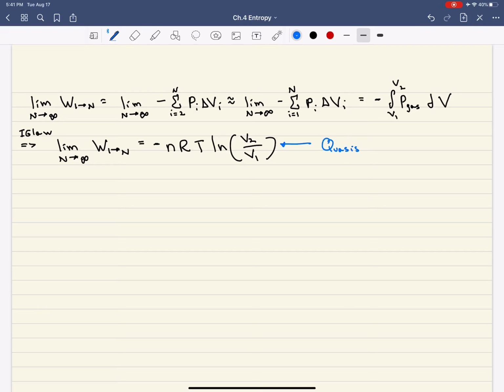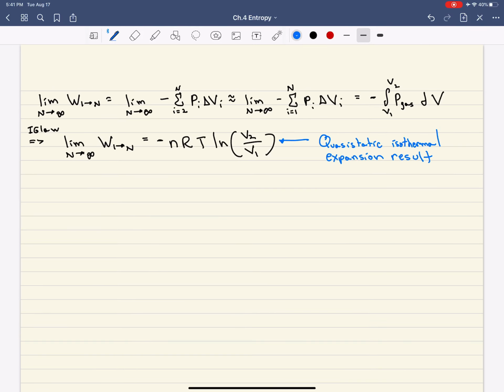Essentially what we get is that quasi-static isothermal expansion result, the same result that we've already seen back in MEB2 and in Chapter 3. So the main idea here is that if you remove the mass in a piecewise manner, and you make your step sizes so small, you are able to achieve a reversible process.